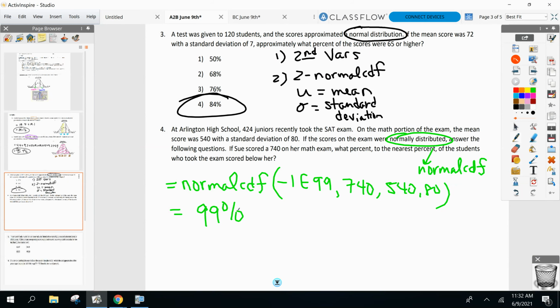Questions on calculator use before I start calling on you guys? All right, let's do it. Let's get through these last couple.